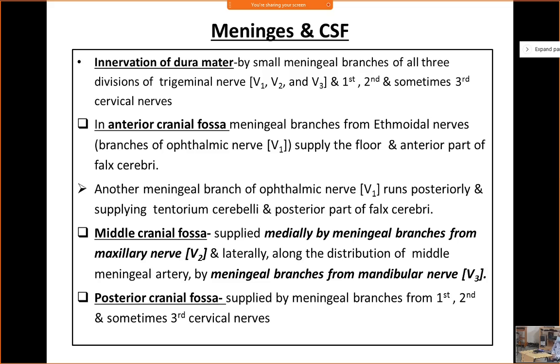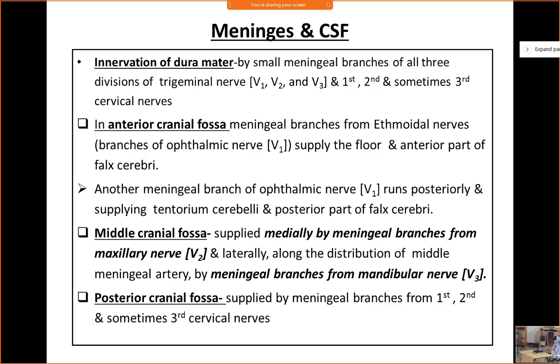Ethmoidal is ultimately a branch of what? It is the ophthalmic division of the trigeminal nerve, which is denoted as V1. It supplies the floor and the anterior part of the falx cerebri also, because the anterior part of the falx cerebri remains in the anterior cranial fossa.